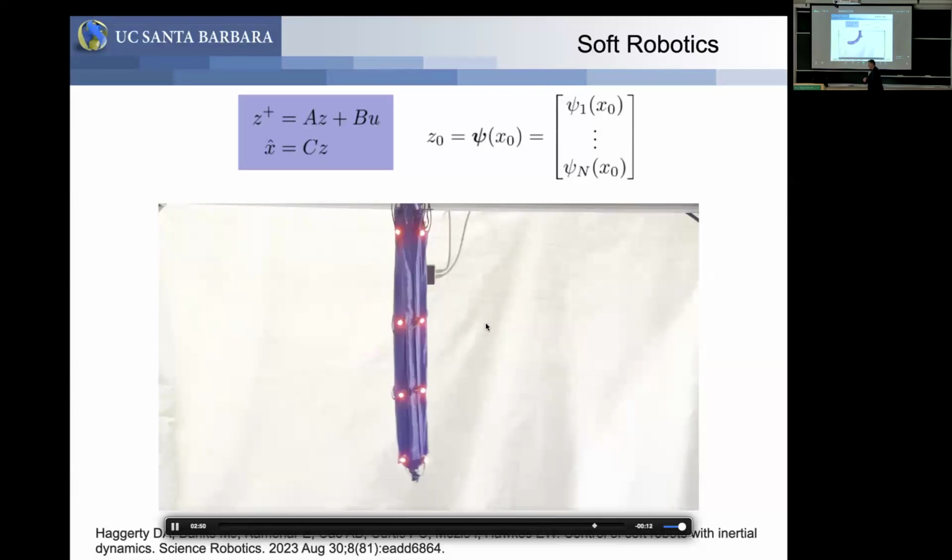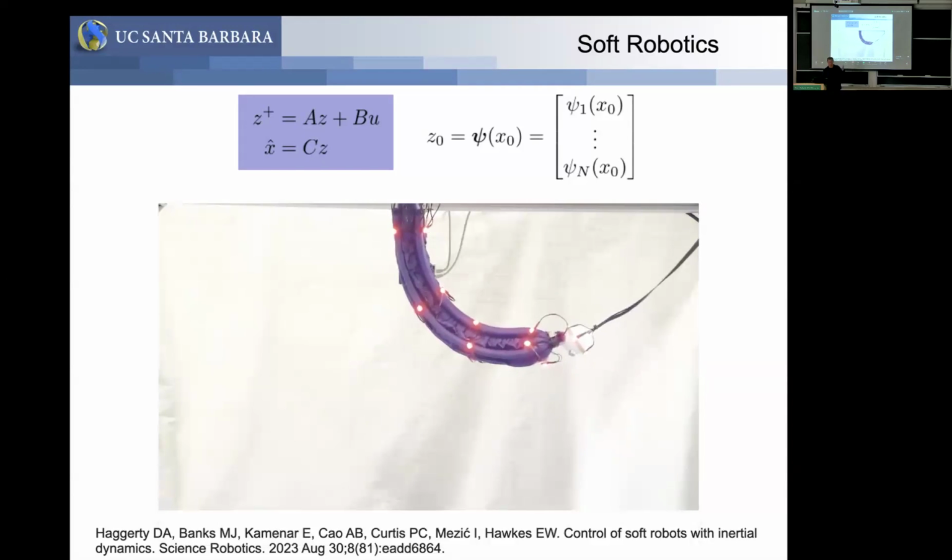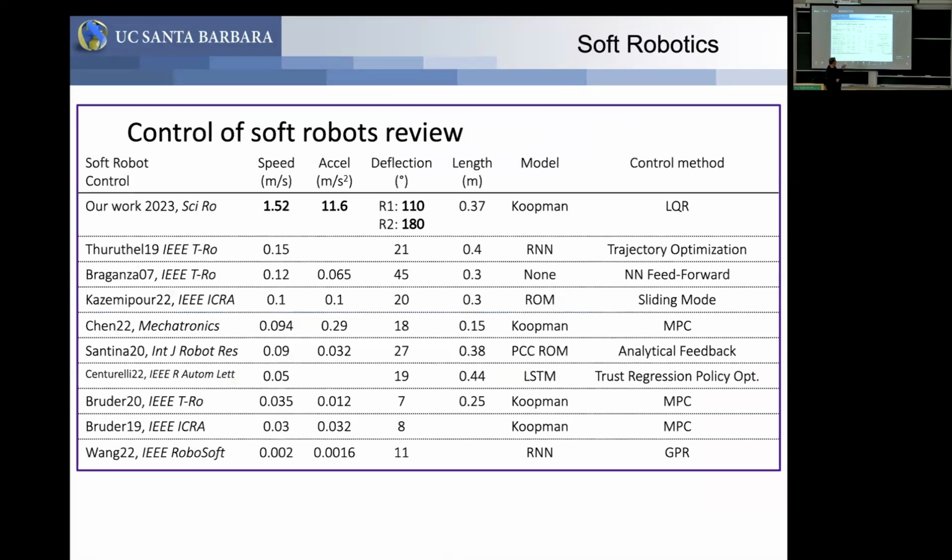So, okay, this is what this thing can do. It can catch things and things like that. As I said, I consider this a benchmark. Soft robotics is a great field for us to participate in because very often it's unmodelable. There are no constitutive equations for cloth.